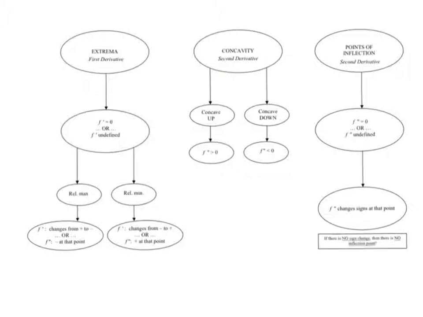Concavity is the second derivative. Concave up when the second derivative is positive, concave down when the second derivative is negative. Points of inflection are also from the second derivative, and that's when the second derivative is equal to 0 or undefined and the sign changes.